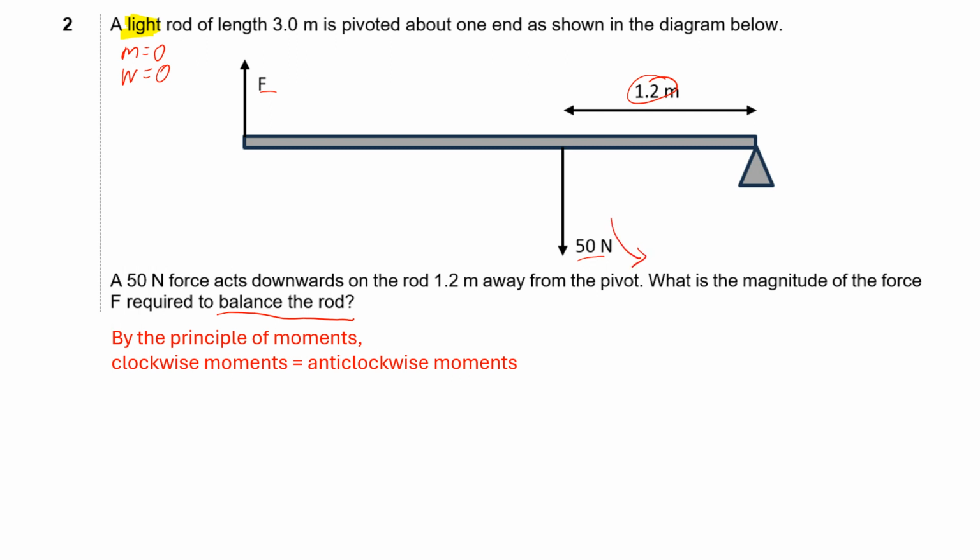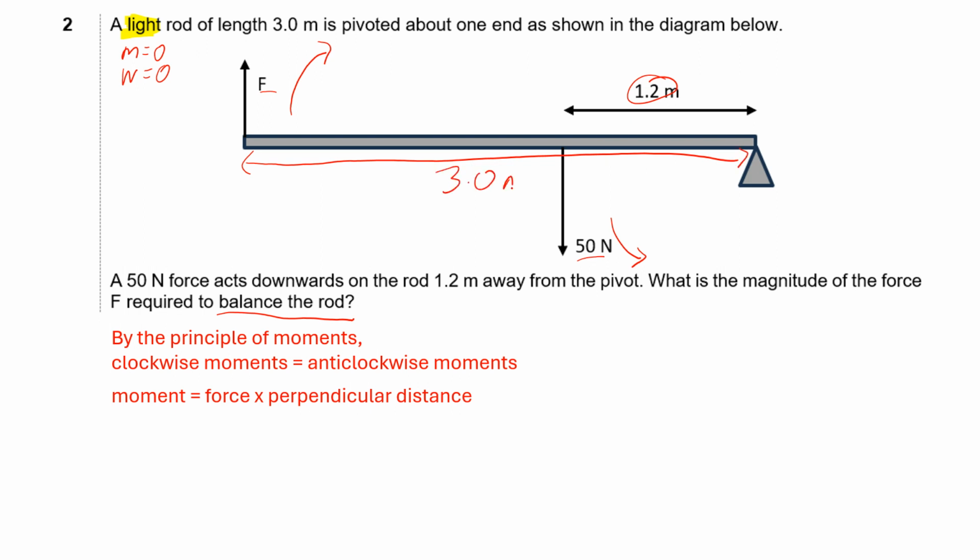It wants to rotate the rod this way, and that is anti-clockwise, while force F is going to provide a clockwise moment. Now these moments are balanced, and of course the moment is equal to the force times the perpendicular distance. Both of these forces are vertical and our rod is horizontal, so our perpendicular distance will be 1.2 meters for 50 newtons, and for force F, the whole length of the rod, which the question states is 3.0 meters.